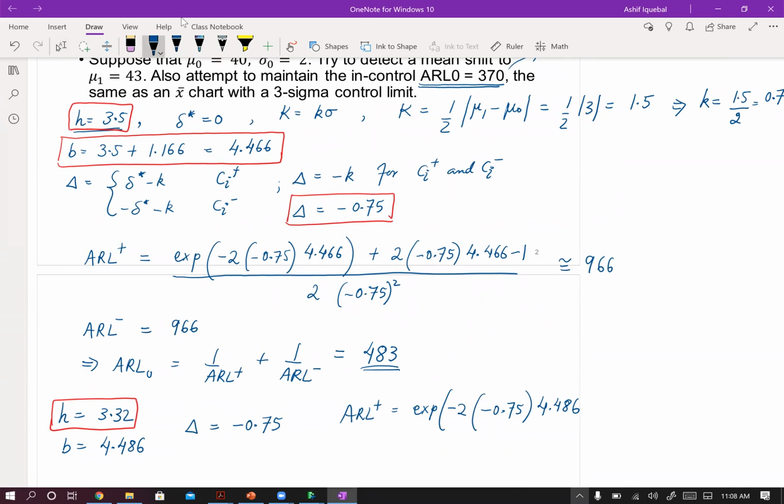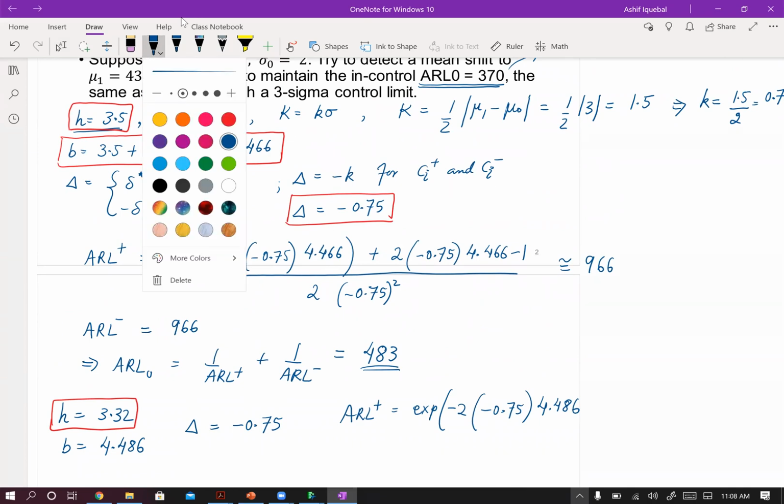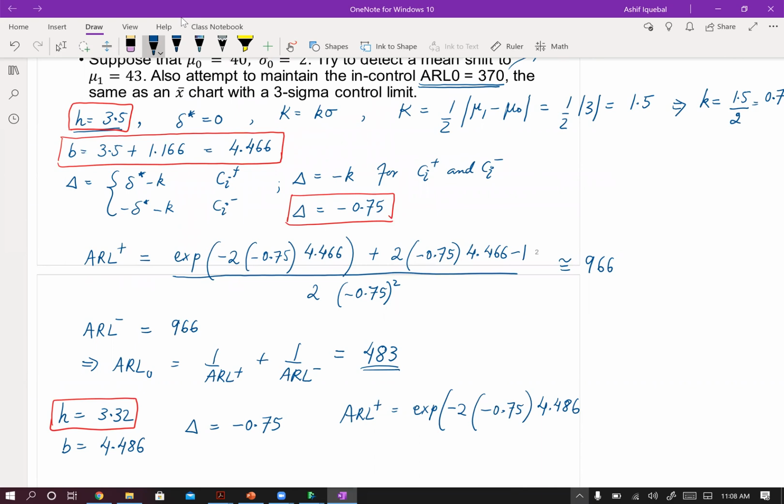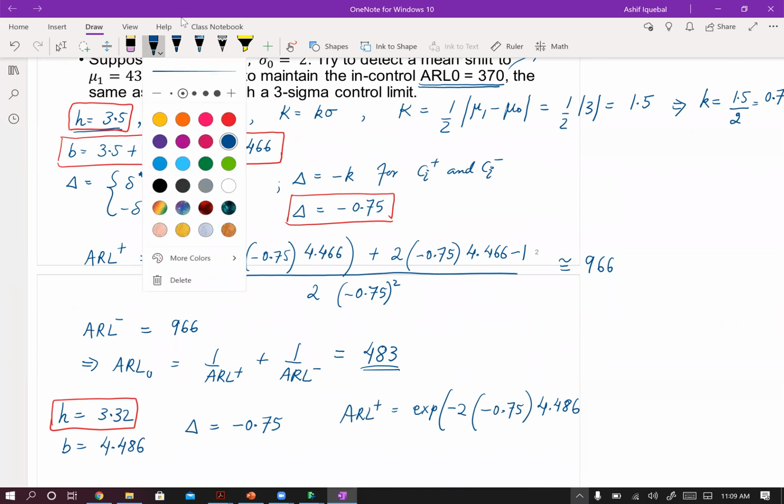Did I make a mistake somewhere in the calculations? Can anyone find an error here? Yeah, your calculation for the first B is wrong. Yeah, that's what I'm observing here.